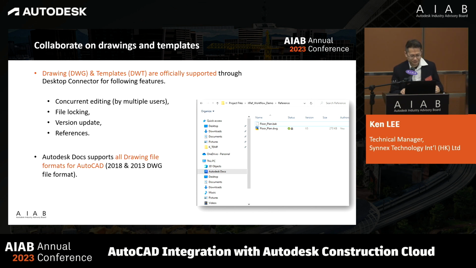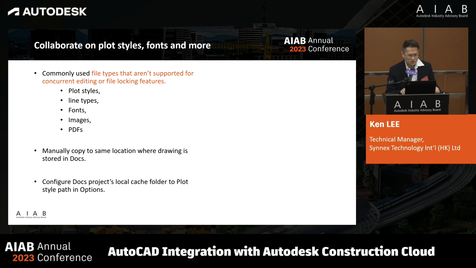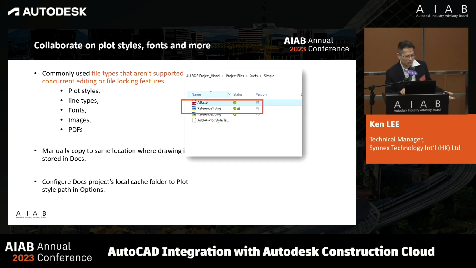Some files are supported with file locking, version updates, and references control. For example, DWG drawings and DWT, the AutoCAD templates, are officially supported. However, some files are not supported for file locking and reference synchronization, but you can still copy them. You can export the plot styles, linetypes, fonts, images, and PDFs.